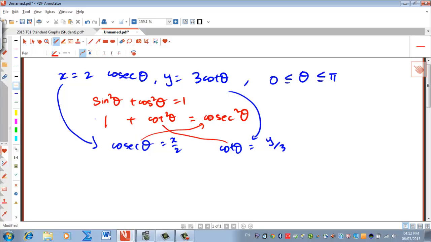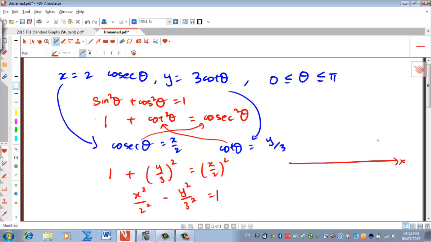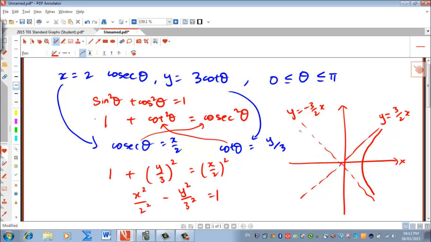trigo identity, we find that we have 1 plus (y over 3) square equals (x over 2) square. So this gives us the equation x squared over 2 square minus y squared over 3 square equals 1. Again, this is the equation of the hyperbola that looks like this, with two sides like that.